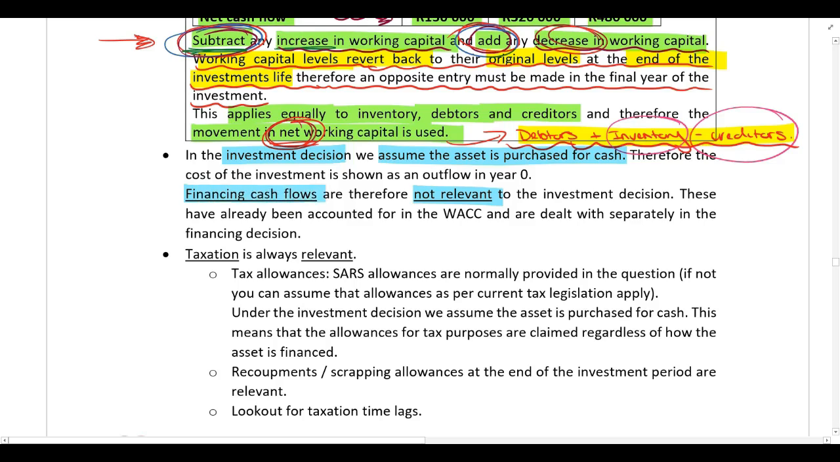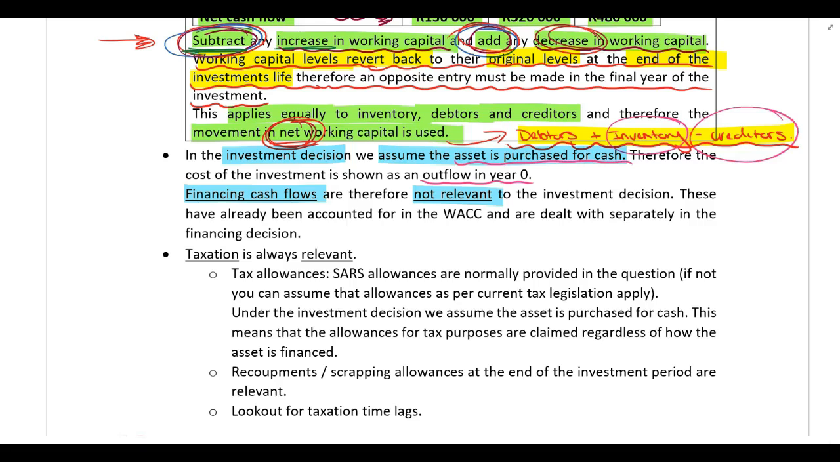So please note, guys, if they give you financing cash flows, in other words, they tell you the interest and capital payments that need to be made on the loan, or any dividends that are going to be paid as a result of the issue of shares, that is not taken into account in the investment decision. With the investment decision, we assume that the asset is purchased for cash. So we have an outflow in column 0, or at the beginning of year 1.